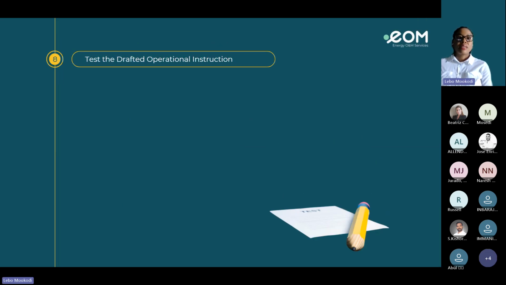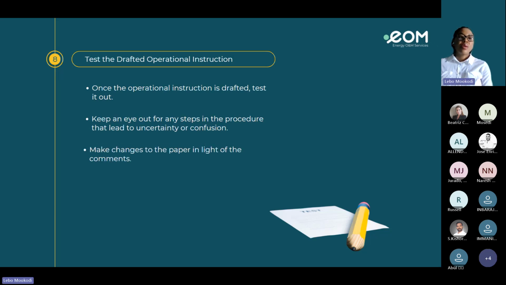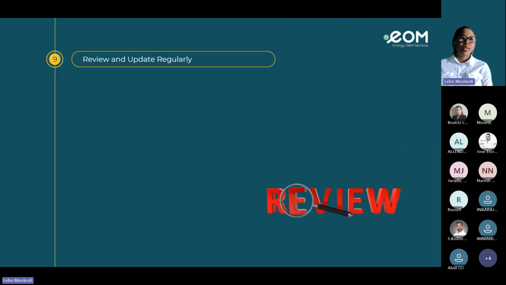The other important step is to test that drafted operational instruction to ensure that it is accurate. Now, test it by having someone who has not carried out the activity to guarantee that the instructions are comprehensive, realistic, and easy to understand. You need to keep an eye out for any steps in the procedures that lead to uncertainty or confusion. Also, make changes to the paper in light of the common feedback from employees.